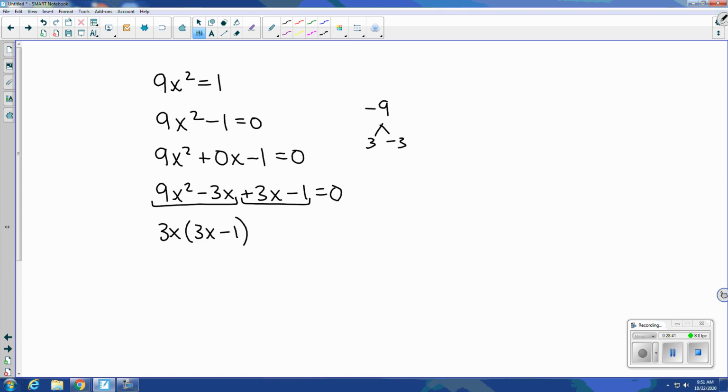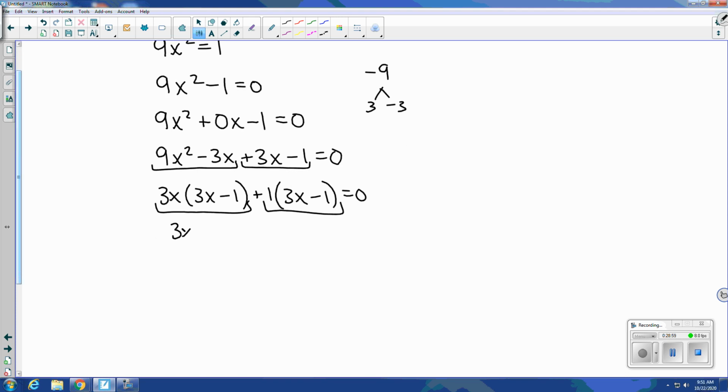What do I have to take out of 3x minus 1 in the second group so that I'm left over with the same thing in the parentheses? You have to take out just a positive 1 so that the same thing is there. Now, both terms have a 3x minus 1. So if we remove 3x minus 1, what's left over is what was in front of each parenthesis, which is 3x plus 1.